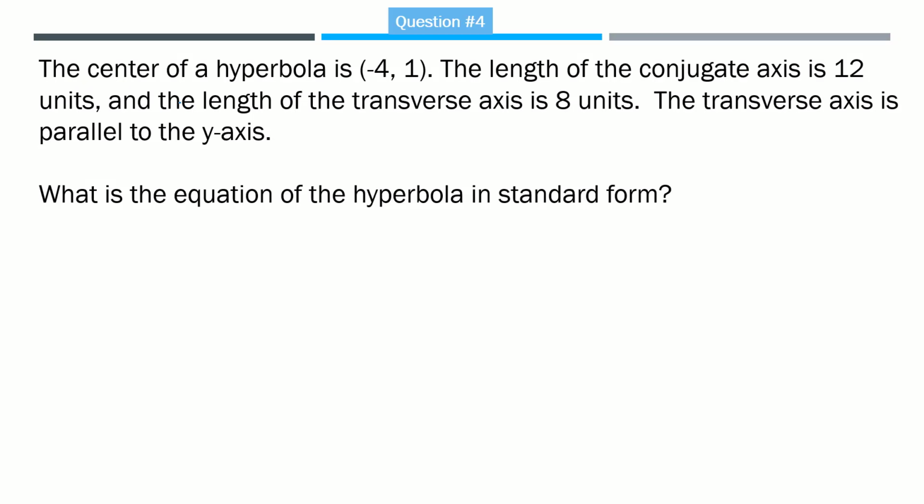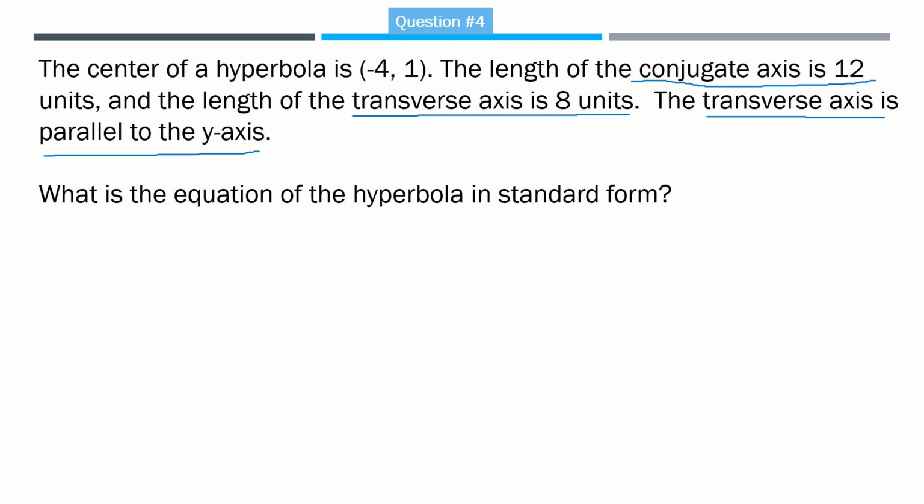The center of a hyperbola is -4, 1. The length of the conjugate axis is 12 units, and the length of the transverse axis is 8 units. So I hope you've been practicing your vocabulary. All right, so the conjugate axis is 12 and the transverse axis is 8 units. The transverse axis is parallel to the y-axis. So this is what we know. We want to write the equation of the hyperbola in standard form.